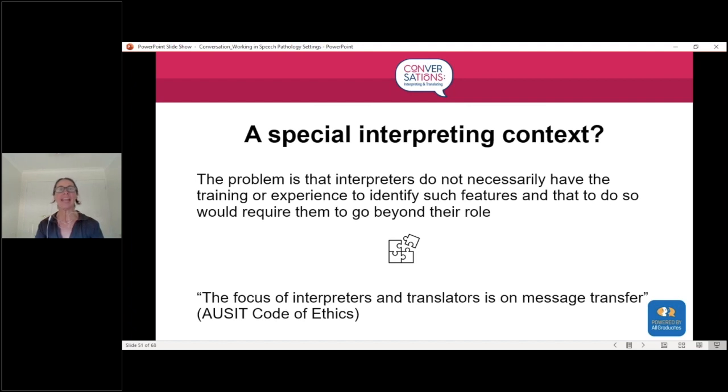Okay, so the problem is, though, that interpreters do not necessarily have the training or experience to identify those things that speech pathologists are looking out for in their detective work. And even if they could, doing so might require them to go beyond their strict role, okay? So we have to talk about the code of ethics here, and I'll just mention it briefly, but according to the code, the focus of an interpreter's work is on transferring the message, not commenting on how the message was spoken, but the content. That's an interpreter's job. And in fact, interpreters are generally encouraged not to do anything but that. So there is a little bit of tension there, because speech pathologists might need an interpreter to go beyond their traditional role.